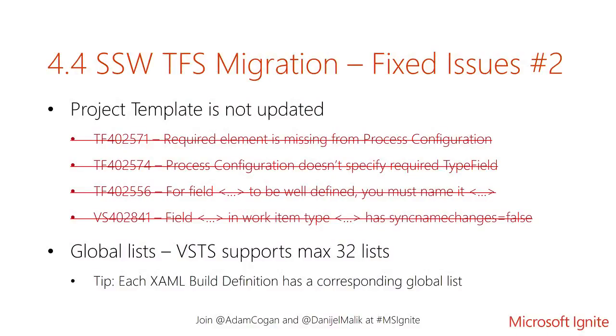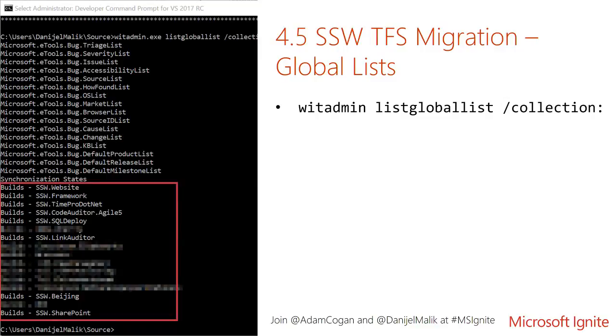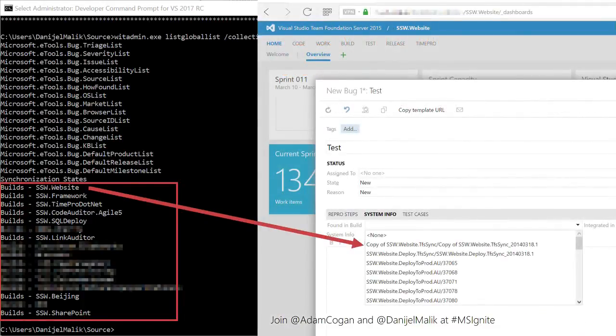Now, the only thing I had left was global lists, and that's where I had those build definitions coming from different projects that were just building up, and nobody actually cared about them. But because of the way TFS works, it automatically creates them, so I had to go and remove them. I'm going to show you in a second what exactly happens. You see this? That's the global lists that are created by the build definitions. You can list them using that command, and this is where they're feeding the data back in.